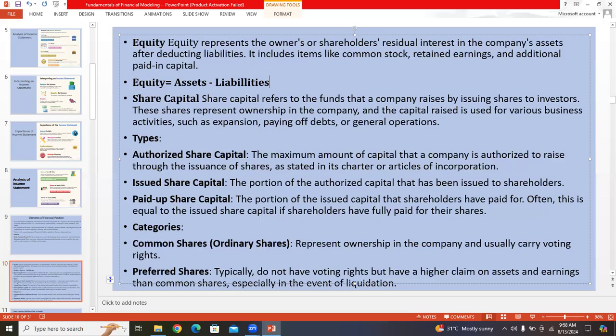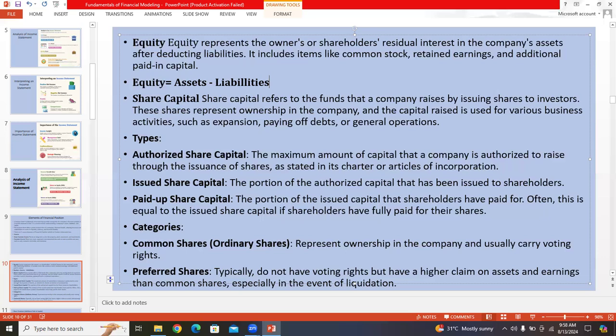Issued share capital is the portion of authorized capital that has been issued to the shareholders. So yes, we issue some shares to the shareholders, and that specific portion of capital is called issued share capital. We have a paid up share capital type as well. It explains the portion of issued capital that the shareholders have paid for. Often this is equal to the issued share capital if shareholders have fully paid for the shares.